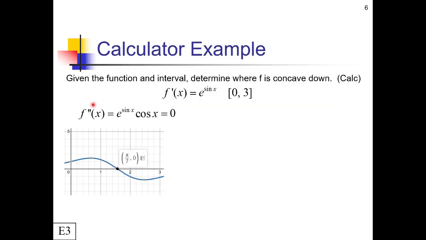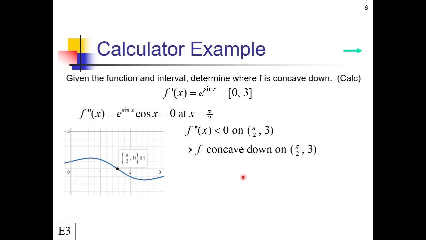So here's the picture I just looked at. We see that we have a critical value at pi over 2. And we see that after pi over 2, f double prime is less than 0, is negative, from pi over 2 to 3. So this is telling us that f is going to be concave down on that same interval.